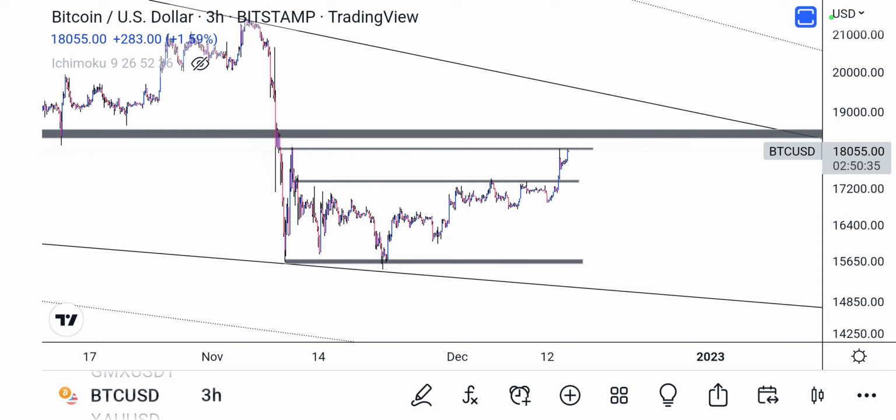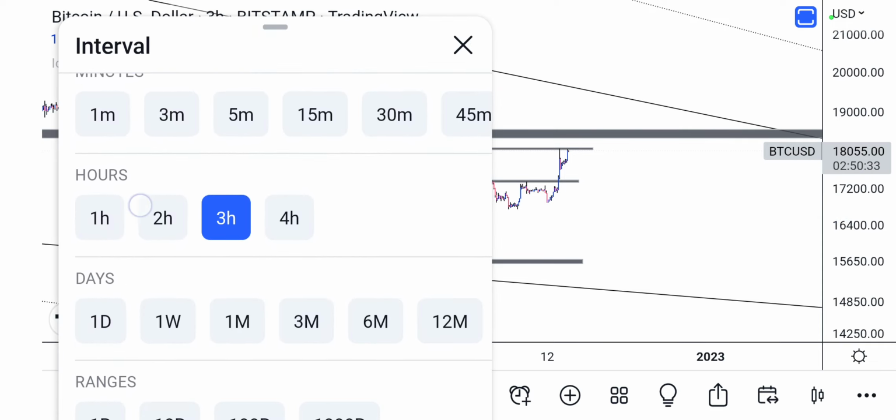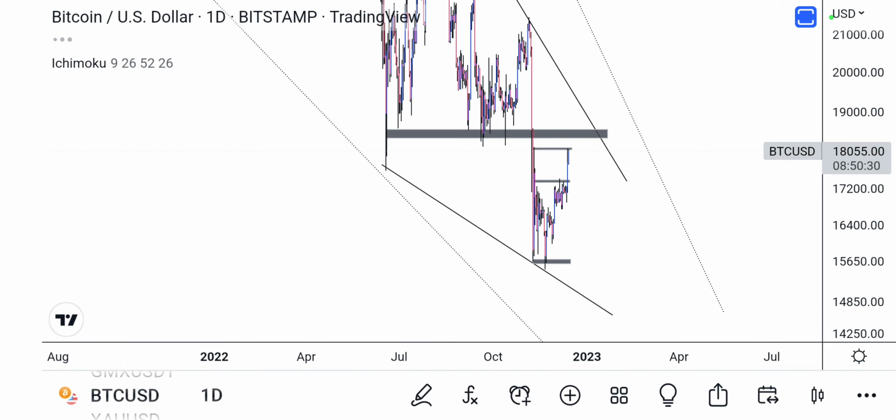So what is the Ichimoku saying? I have something building up on the Ichimoku daily time frame here.